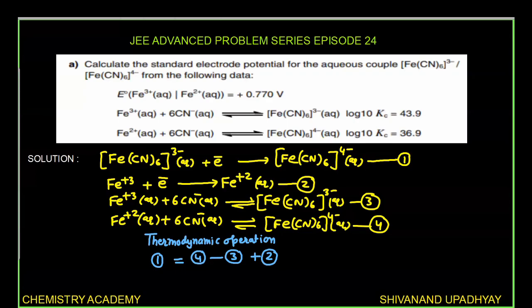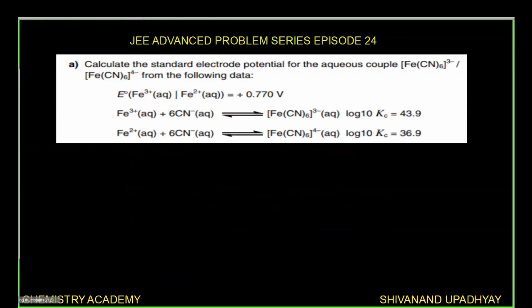When I'm subtracting this reaction, putting a minus sign in front of the third reaction, this Fe3+ will go on the right hand side. So this Fe3+ will cancel out. So we'll get the first reaction with the help of this thermodynamic operation. Now I have to put in the values. I should write that delta G01 is equal to delta G04 minus delta G03 plus delta G02.